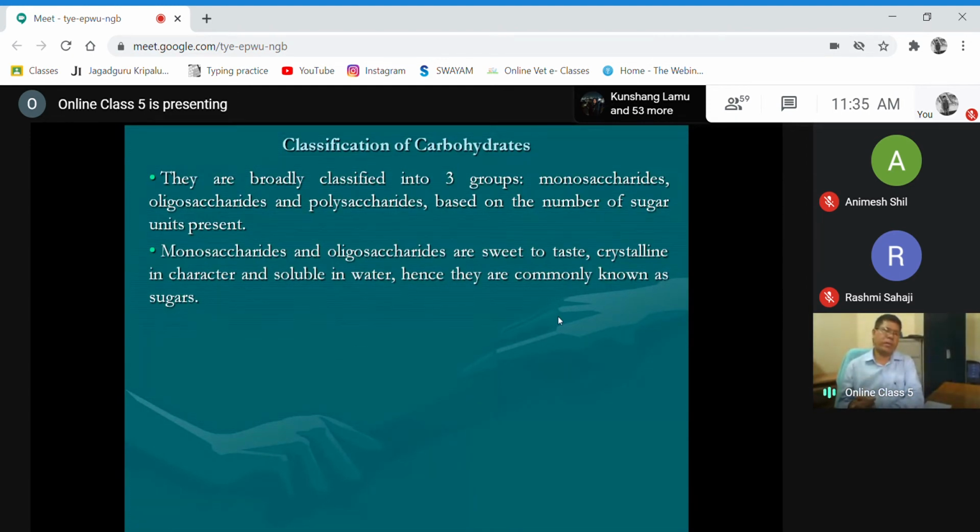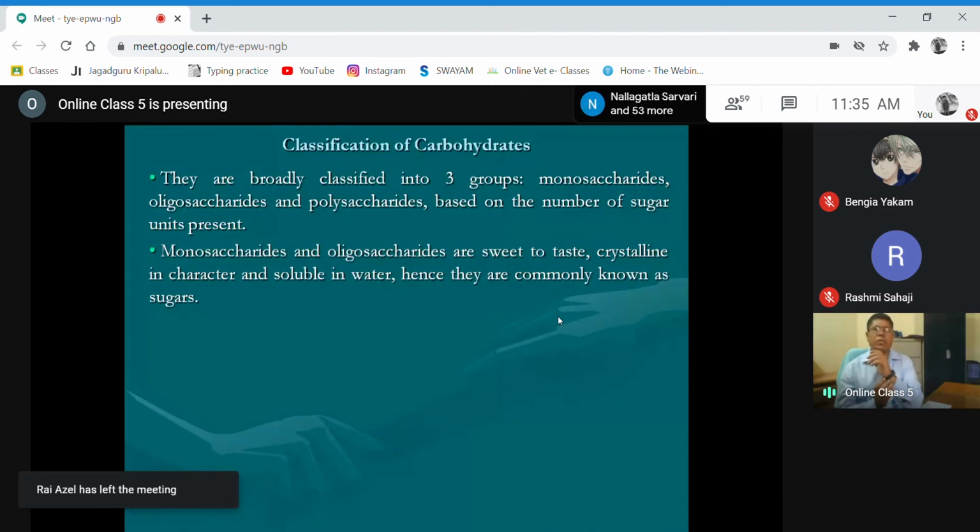Then oligosaccharides, these are the carbohydrates which contain from 2 to 9 units. So if the number of monosaccharide units present is 2 to 9, then we classify it as an oligosaccharide. There are some other classifications where some people also classify as disaccharides and then oligosaccharides. But all that, disaccharide, trisaccharide, comes in the oligosaccharides. So it's better if we classify it as monosaccharides and oligosaccharides.